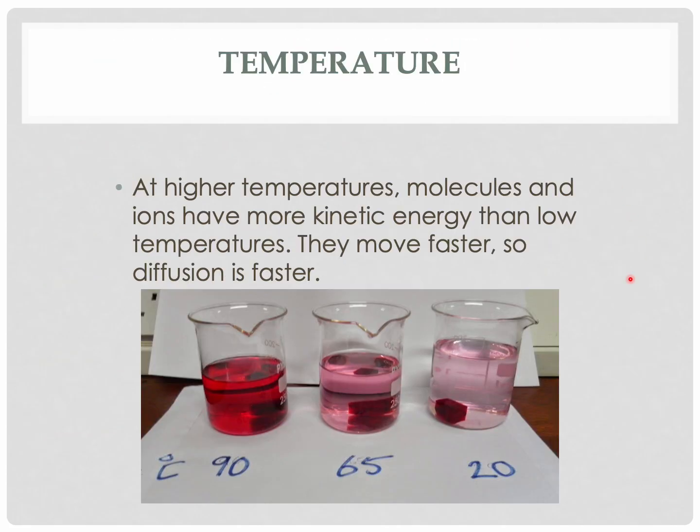Taking a look at temperature, we have 3 different beakers with water in them at different temperatures, 20, 65, and 90 degrees Celsius. Higher temperatures are going to have more kinetic energy. Therefore, the particles are going to diffuse faster, and this is shown with the little red cube placed in each one of the beakers. The one at 90 degrees Celsius definitely has a much darker color of red than the one at 20 degrees Celsius.